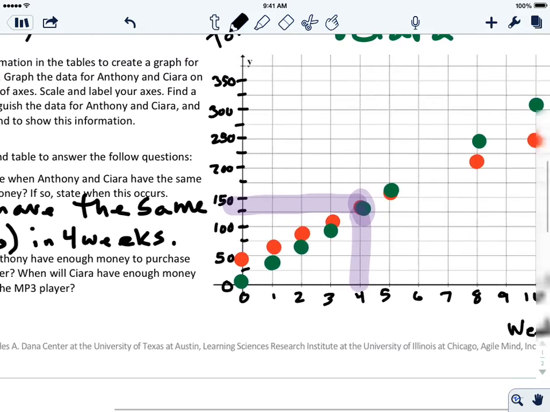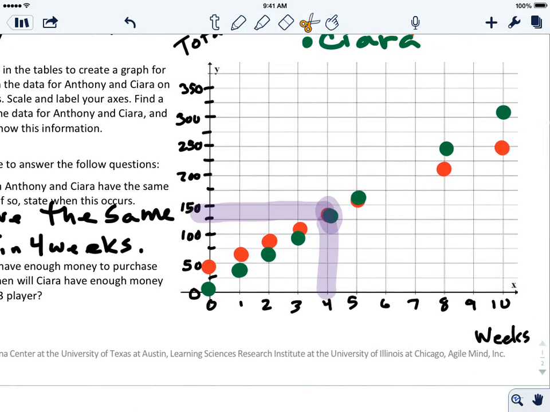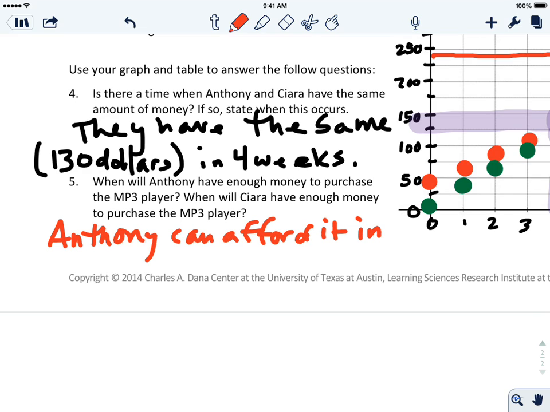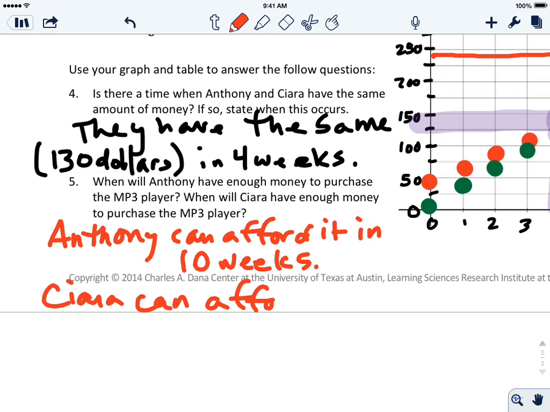I'm going to verify that on my graph now. Just go ahead and look at this. For $240, that occurs right around here. So I'm going to draw this line across. And you can see that they both have values that jump above that line at 8 weeks and 10 weeks. And so we're going to report that down here. Anthony can afford it in 10 weeks, sorry. He takes a little longer. Ciara can afford it in 8 weeks.